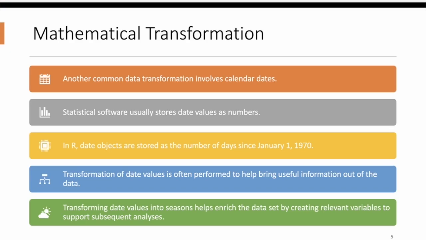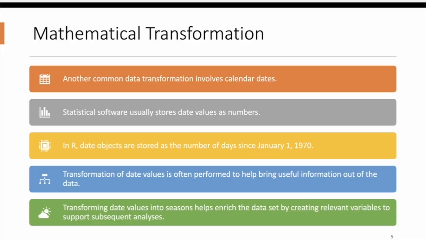Because in R, dates are usually stored as numbers. So in R, date objects are stored as the number of days since January 1970, using negative numbers for earlier dates. So we have to be careful here. A transformation of the date values is often performed to help bring useful information out of the data.